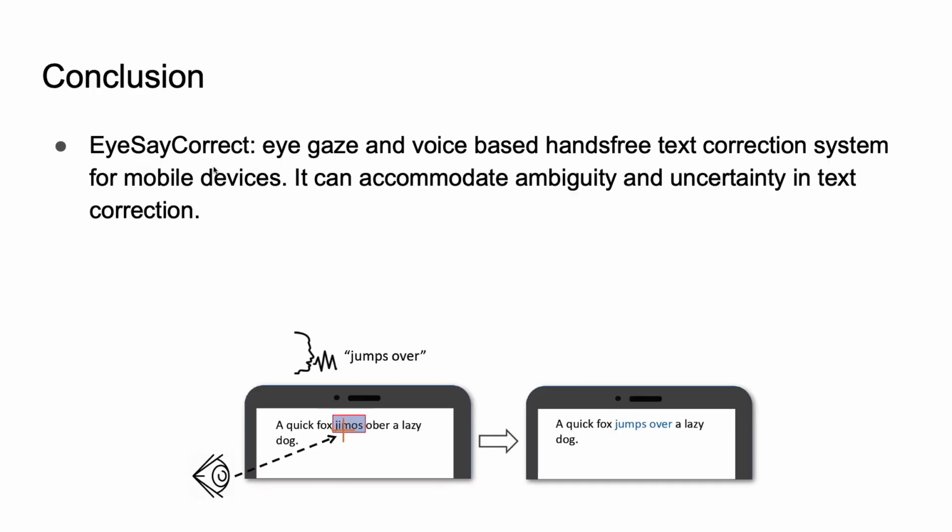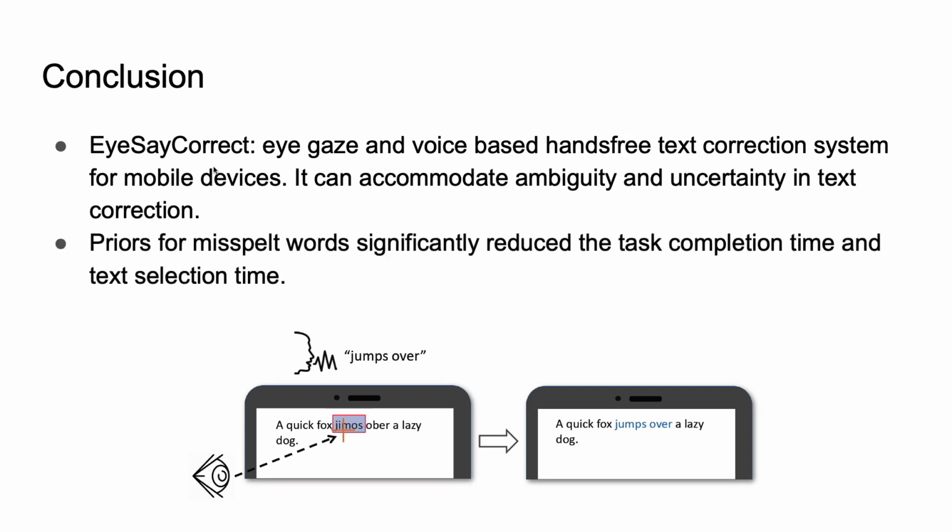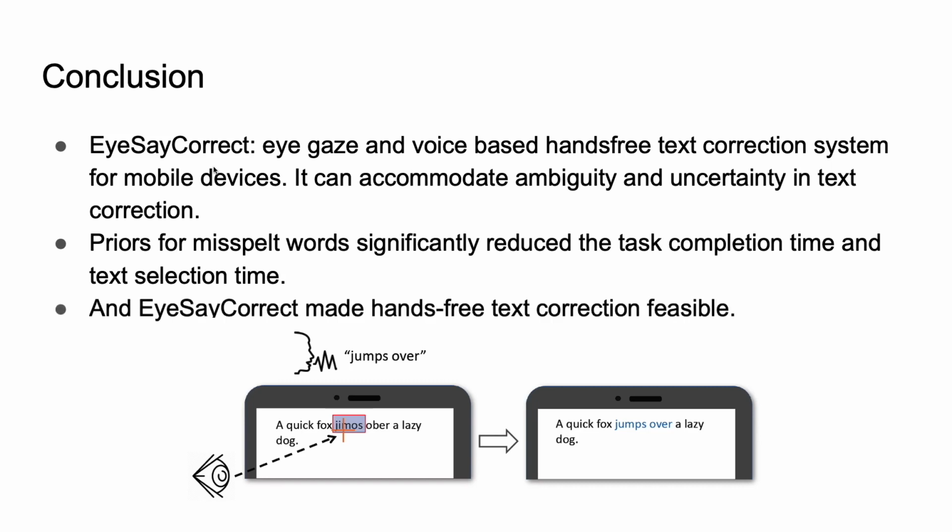Conclusion. First, we proposed EyeSayCorrect, an eye gaze and voice-based hands-free text correction system for mobile devices. It can accommodate ambiguity and uncertainty in text correction. Second, user priors for misspelled words significantly reduced the task completion time and text selection time. Third, EyeSayCorrect made hands-free text correction feasible on mobile devices.